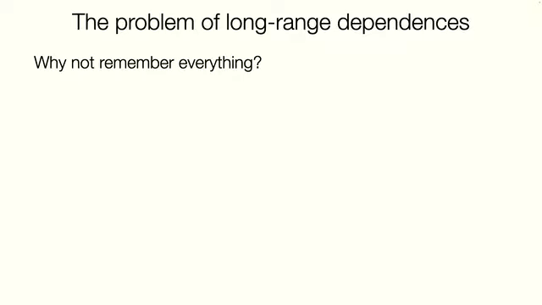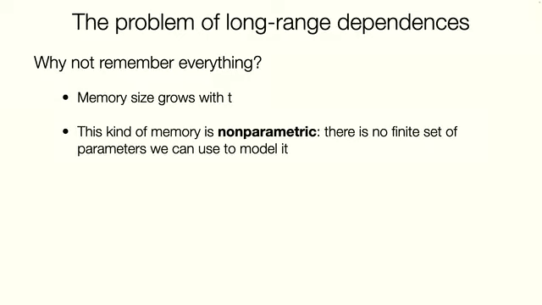Cool, let's move on. So, the problem of long-range dependencies, right? We talked about how, as this time window starts to stretch towards infinity, it seems like it would be hard for this thing to remember. Why not set your time window to infinity? Why not remember everything? So it turns out, first, memory size will grow with that t, right? So if you need to use an infinitely long sequence as an input, that means it takes up a lot more memory. And that type of memory is non-parametric, right? There's not a finite set of parameters we can use to model infinite time.